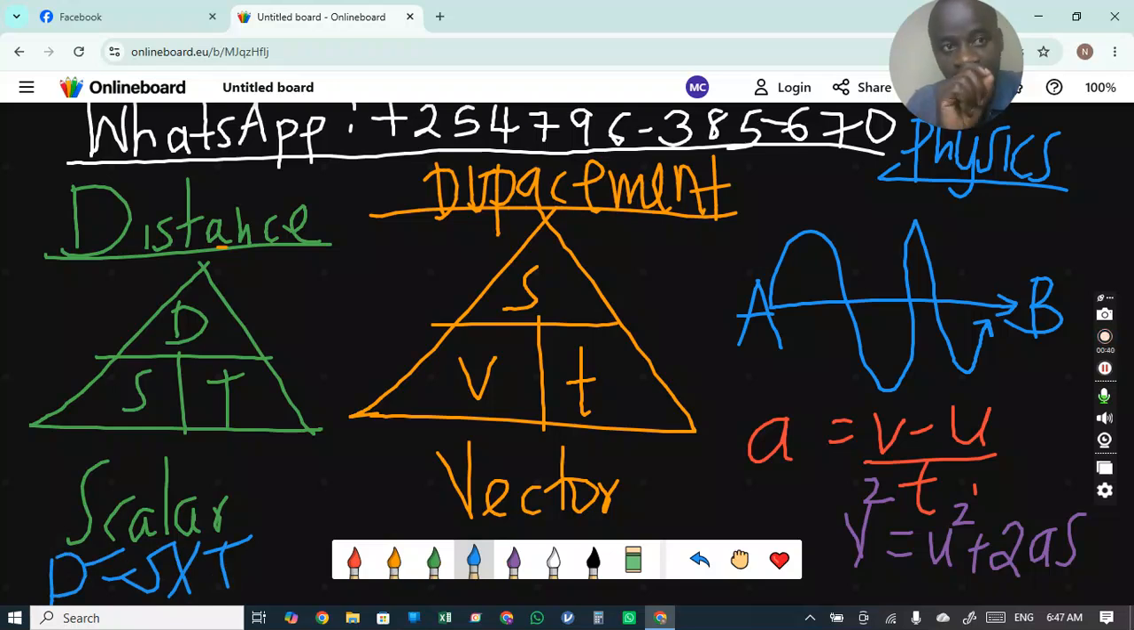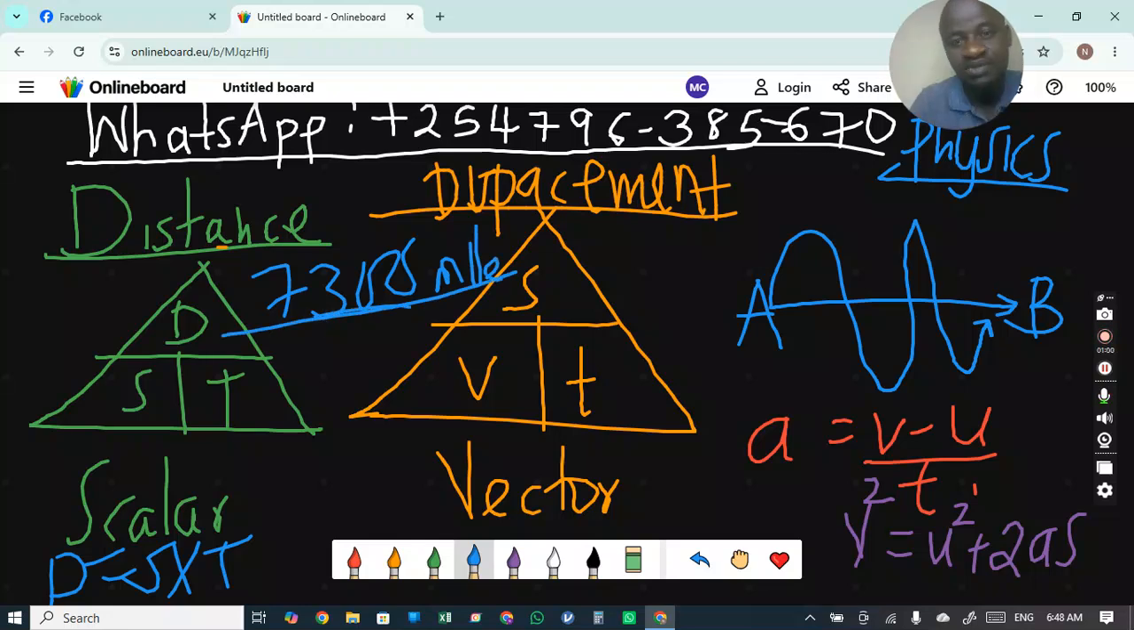For example, the distance between Kuwait City in Kuwait and New York City in the USA is about 7,300 miles. That's roughly 12,000 kilometers. So that is what we term as distance. Remember, I've given the figures, but I've not indicated the direction from Kuwait City to New York City. That becomes a scalar quantity.